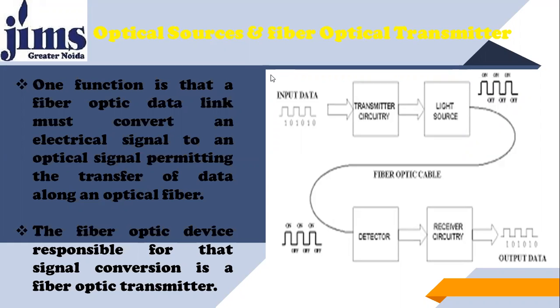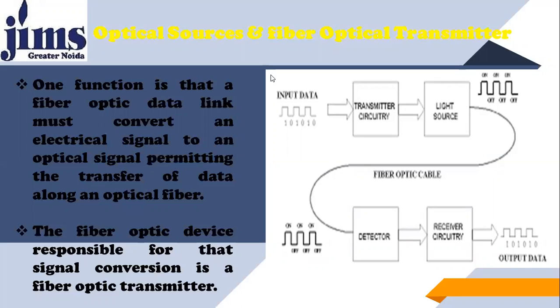So the function of this optical source is to convert an electrical signal to an optical signal, permitting the transfer of data along an optical fiber. The optical source converts this electrical signal, of course the information signal, into an optical signal, which is a light signal, and that light signal has some data. So this we call a data signal, right? A data signal in the form of a light signal, and that signal is propagated through the optical fiber.